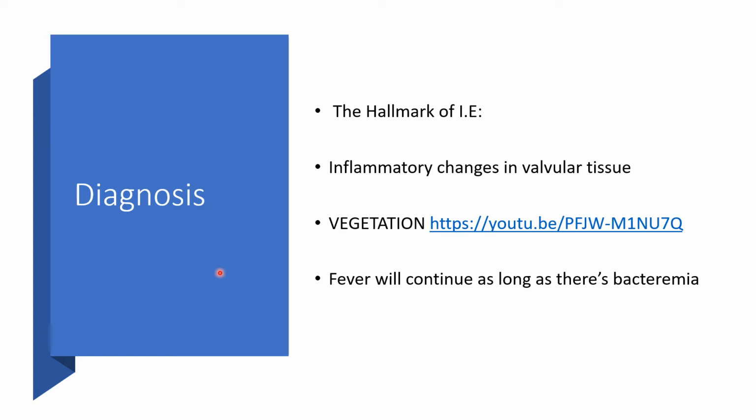Before we get there, we need to know that the hallmark of infective endocarditis is the inflammatory changes in the valvular tissue at the attachment of vegetation. There is a separate full presentation on vegetation and microbes, including mycotic aneurysm, that I have published. That will be attached right here. Fever will continue as long as there is bacteremia.